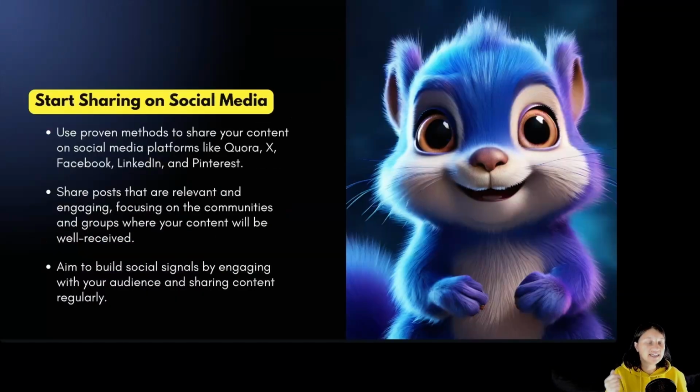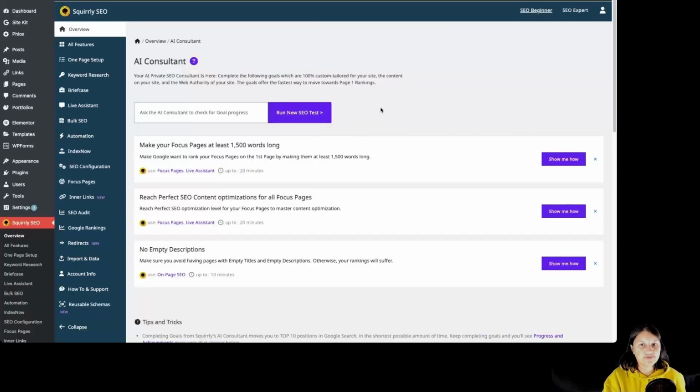And of course, start sharing on social media. Use proven methods to share your content on social media platforms like Quora, X, Facebook, LinkedIn, and Pinterest. Share posts that are relevant and engaging, focusing on the communities and groups where your content will be well received. Aim to build social signals by engaging with your audience and sharing content regularly. So let's see how we can do this by going back to Squirrly SEO. So we first have to click over here on Run New SEO Test.